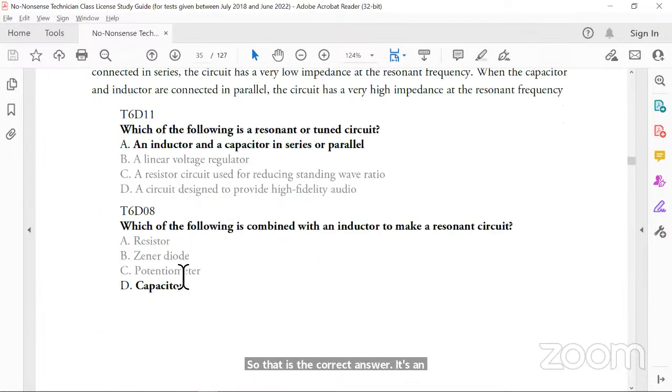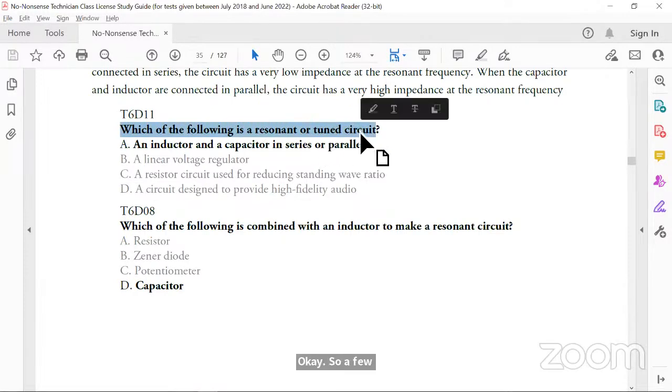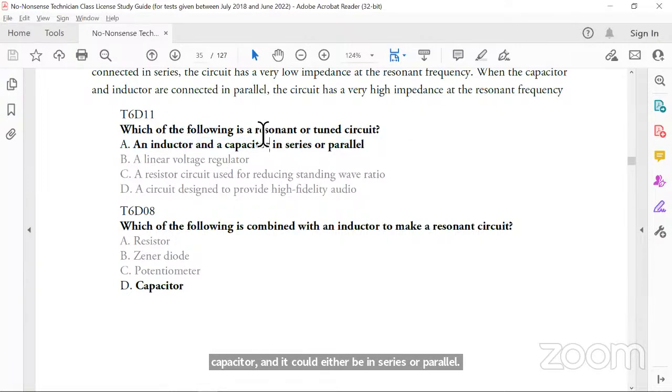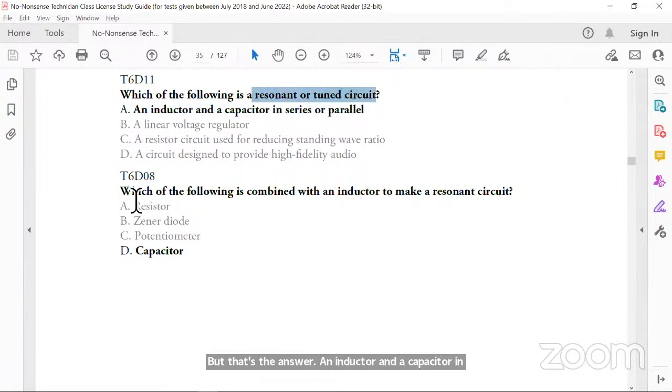Okay, so a few more questions. Which of the following is a resonant or tuned circuit? So remember when we defined what a resonant or tuned circuit is, it has to have an inductor and a capacitor, and it could either be in series or parallel. Well, that's the answer. An inductor and a capacitor in series or parallel. That's what a resonant or tuned circuit is.